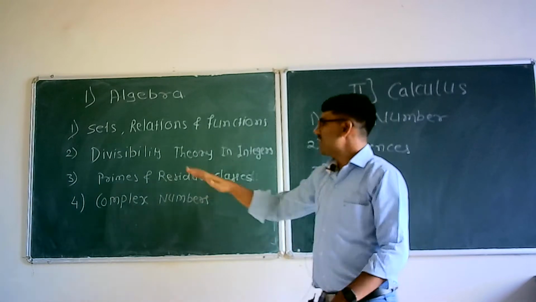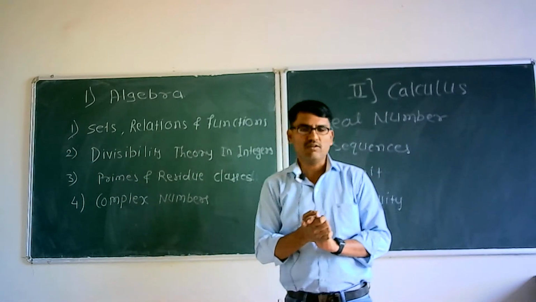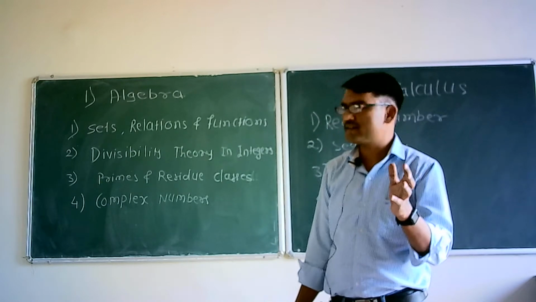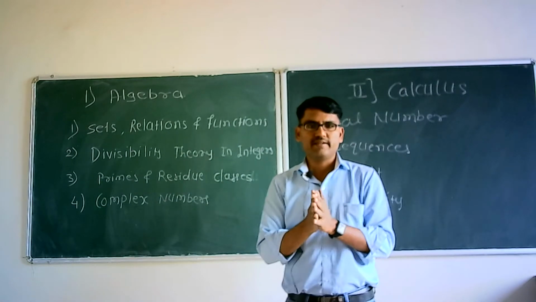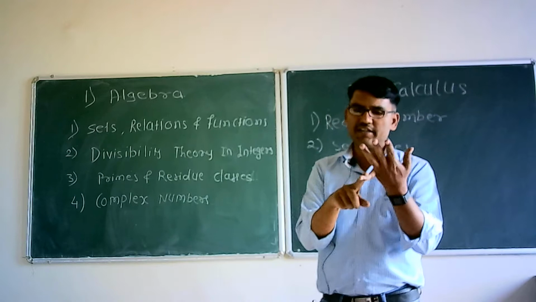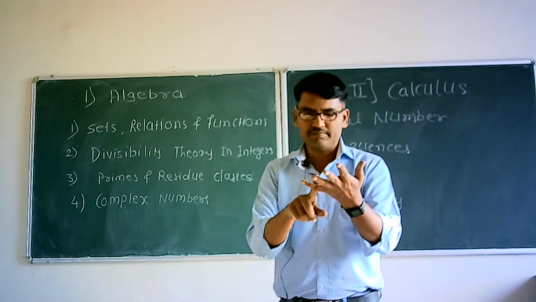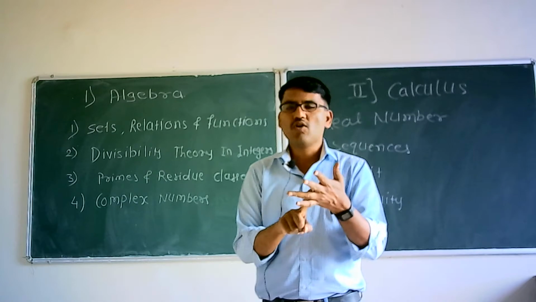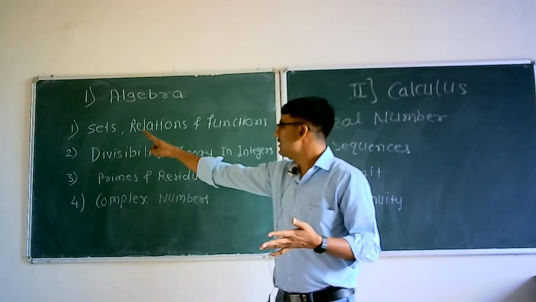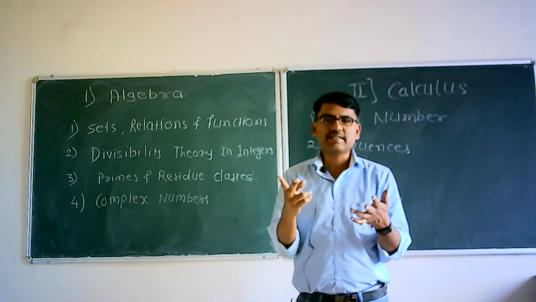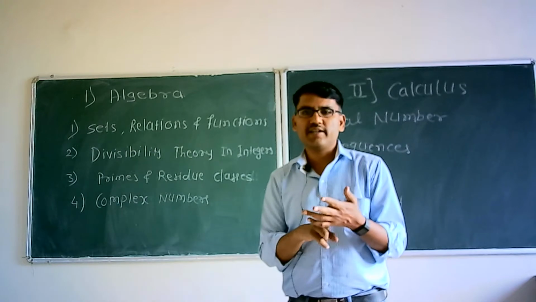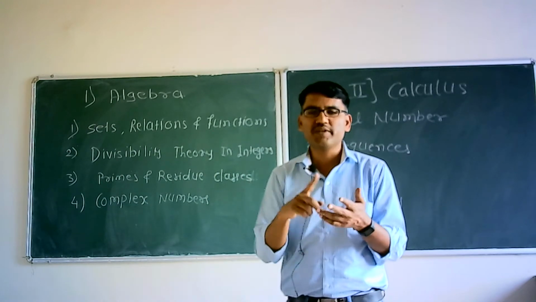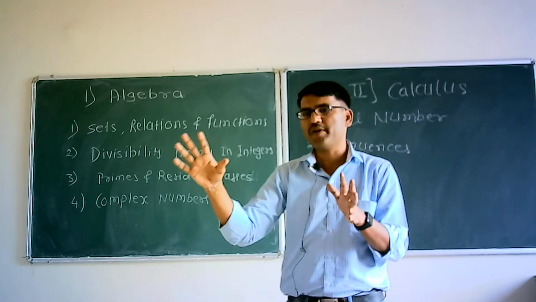So in the first chapter, sets. All of you know what a set is. A set is nothing but a collection of well-defined objects. There are some standard sets: the natural number set, integer set, then rational, irrational, real number, and finally, complex number. Then relations. We know that there exists a relation between two sets. If your set R is a subset of the Cartesian product A cross B, then we can say that R is a relation from A to B.